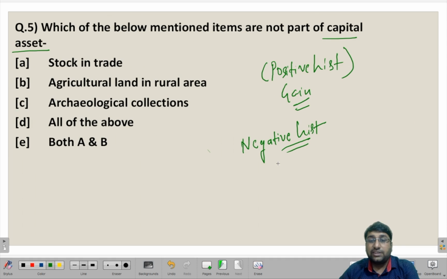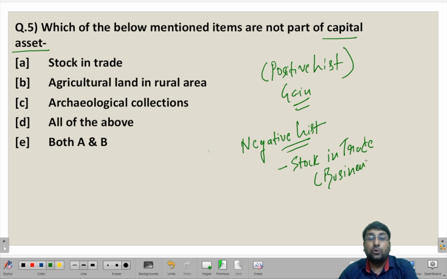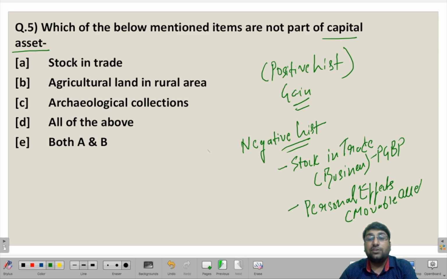The first item excluded is stock in trade. You must also know why stock in trade is not included under the definition of capital asset. Since stock in trade is used in business, any sale would be shown under the head PGBP, hence it is excluded. The second thing excluded is personal effects. These are certain movable assets used by an individual for personal purposes. Any such article used by you or your family members for personal use is excluded from the definition of capital asset.